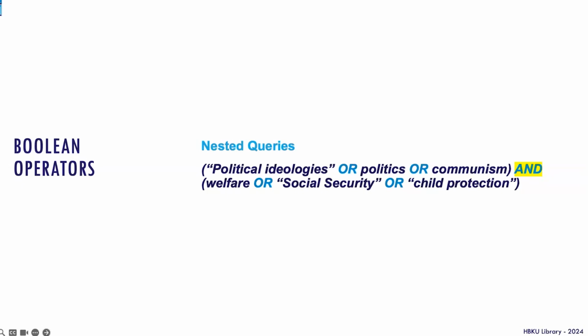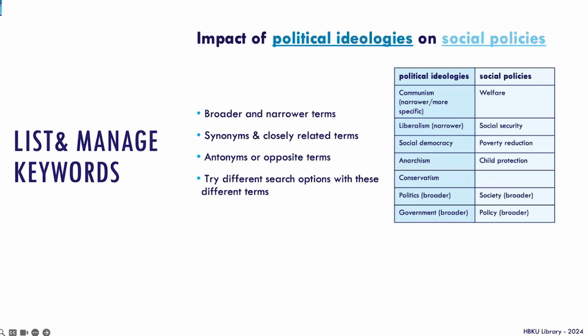First, before I go into details with the nested query, I want to go back to this slide and show you the two columns for the two concept terms that we have. Political ideologies has all of the keywords relevant to it in one column. Let's consider them as synonyms for topic 1. And for topic 2, we have the other list. Communism, liberalism, social democracy could all fall under political ideologies.